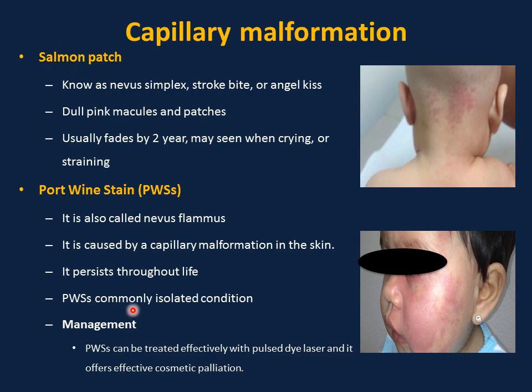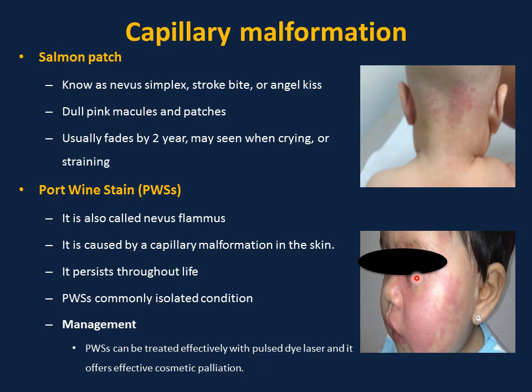The port wine stain is commonly an isolated condition. It is very important to know that not all port wine stains are associated with Sturge-Weber. Actually, it is most common to be an isolated condition and not associated with Sturge-Weber. But Sturge-Weber syndrome must be in the differential because of the complication. Port wine stain can be treated effectively with pulse dye laser, and it offers effective cosmetic palliation.